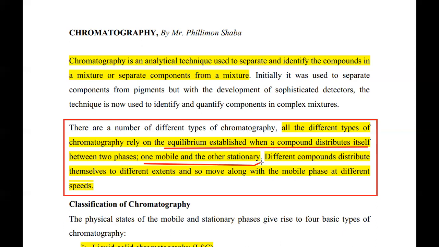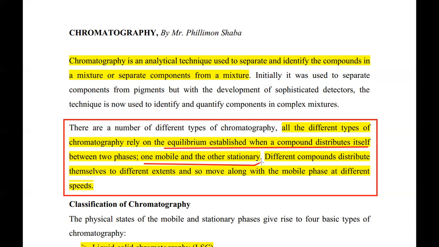One thing that we need to know is that for samples to be separated in a chromatography, that sample that we have has to be placed somewhere, and then there must be a solvent that is taking it. The mixture that we want to identify the components of has to dissolve at some point, and when it dissolves, it has to be taken by some fluid, some solvent.